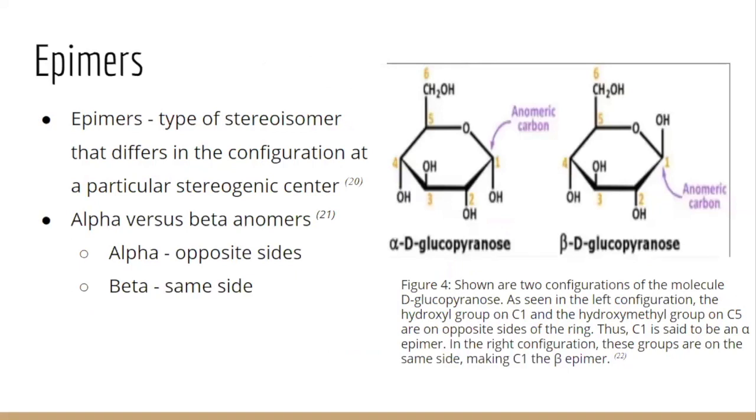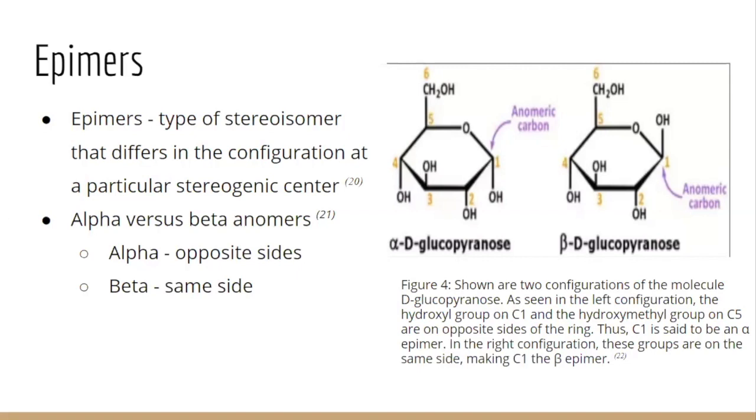Epimers are a type of stereoisomer that differs in the configuration at a particular stereogenic center. If the atoms of interest are on different sides, the compound is deemed alpha, and if they are on the same side, they are deemed beta. Shown in figure 4 are two configurations of the molecule D-glucopyranose.